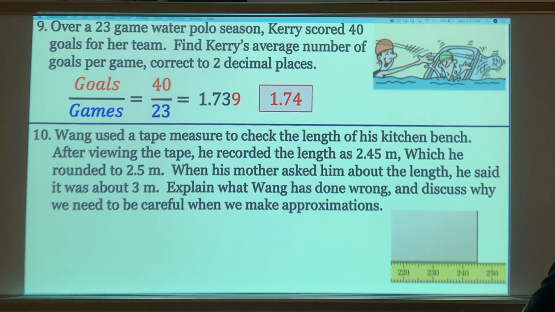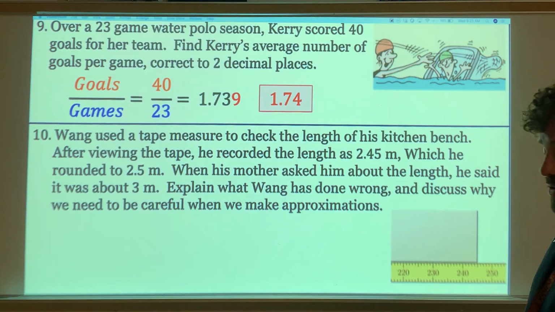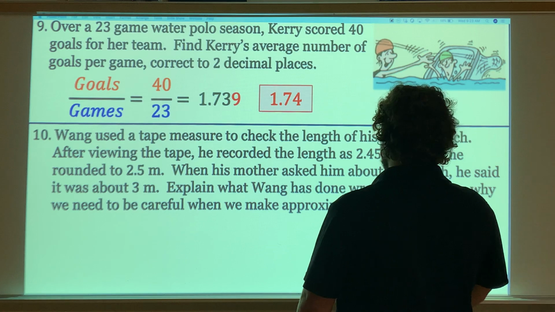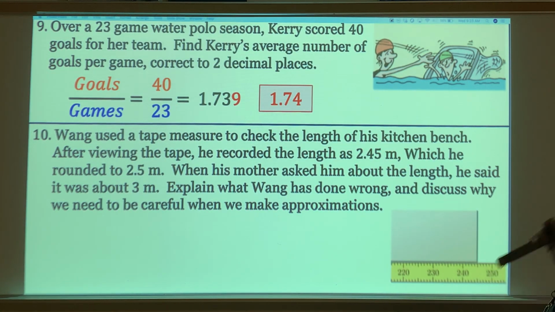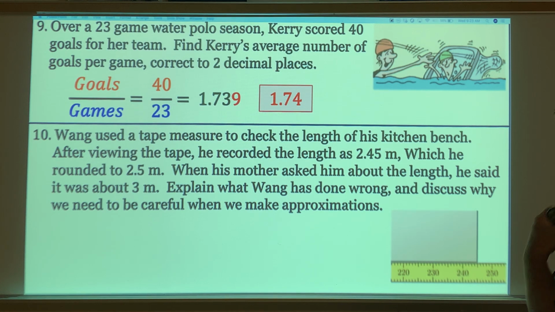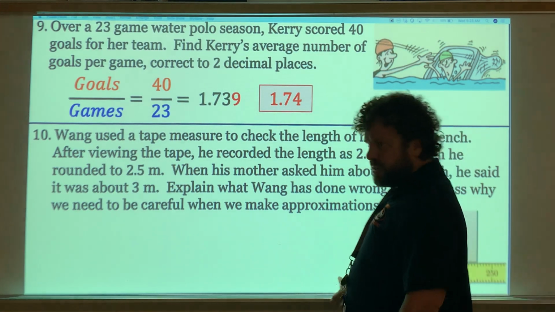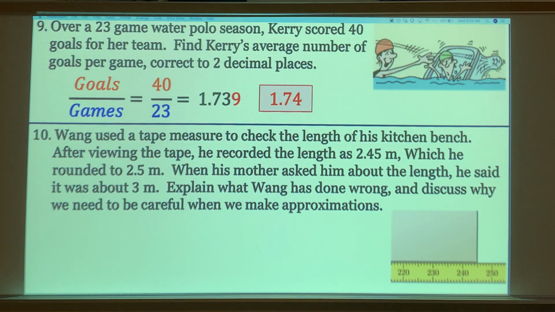Wang used a tape measure, ruler, to check the length of his kitchen bench. After viewing the tape, he recorded the length to be 2.45 meters, which he rounded to 2.5 meters. So he did a little rounding. When his mother asked him about the length, he said it was about 3 meters. Why? Explain why what he did was wrong, and discuss why you need to be careful when we make approximations. Now, we're going to discuss this one actually in class. All right, but I want you guys to think. Why is what he did wrong?